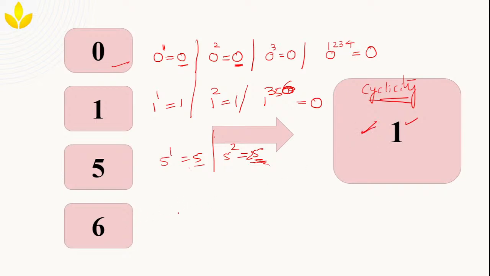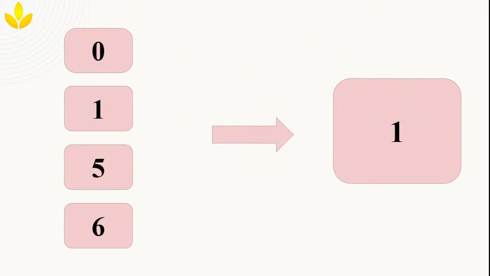And similarly for 6. 6 power anything you raise, 6 power infinity also the last digit is 6. Clear? And the cyclicity here is 1. So, now for 0, 1, 5, 6, the cyclicity is 1. Always remember. Okay. Now, we will go for the next set of numbers.